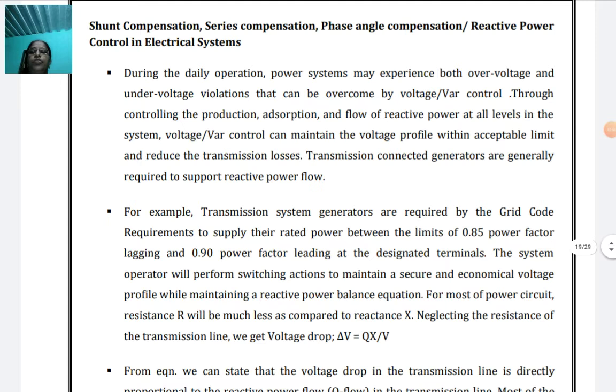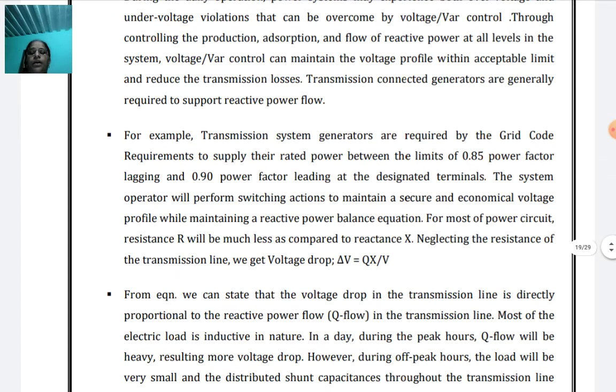Then there are shunt compensation, series compensation, phase angle compensation and reactive power control in the electrical system. During daily operation, a power system may experience both over voltage and under voltage variations. This should be overcome by voltage or volt ampere reactive control. For example, in the transmission system, the grid code requires generators to supply their rated power between 0.85 power factor lagging and 0.9 power factor leading at the designated terminals.